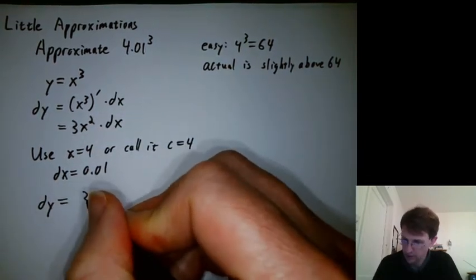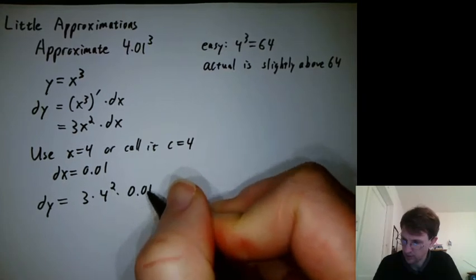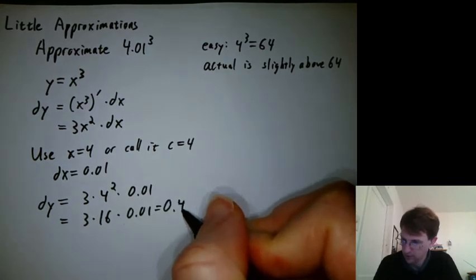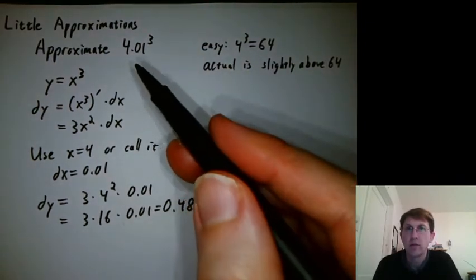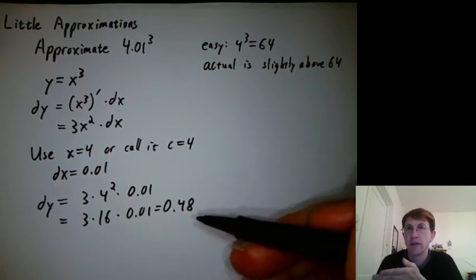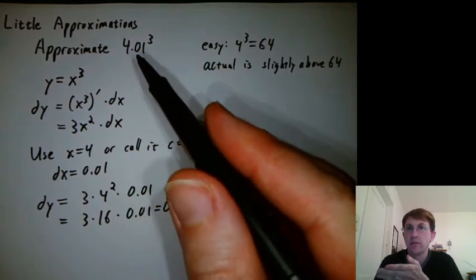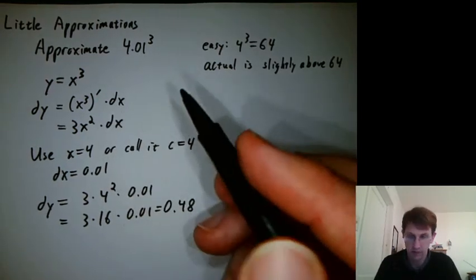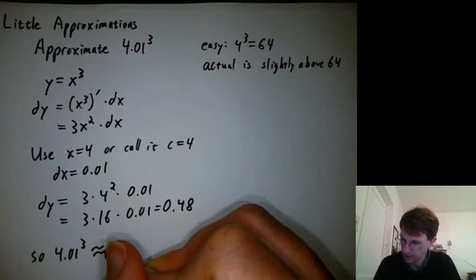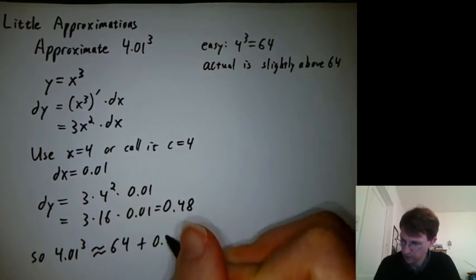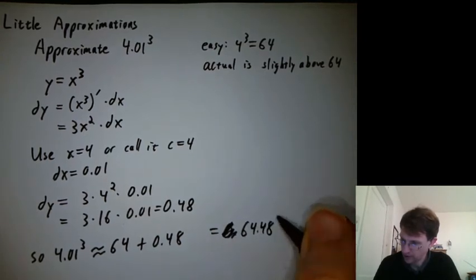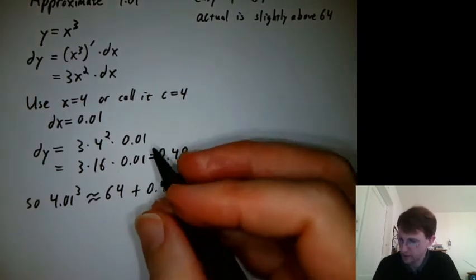So dy would be 3 times 4 squared times 0.01, which is 3 times 16 times 0.01, which is 0.48. So do we think that 4.01 cubed is 0.48? Well, that's the approximate change, but we need to add it to what the original function value would have been at the x value we started at. So 4.01 cubed should be roughly equal to 64 plus 0.48, which is 64.48.